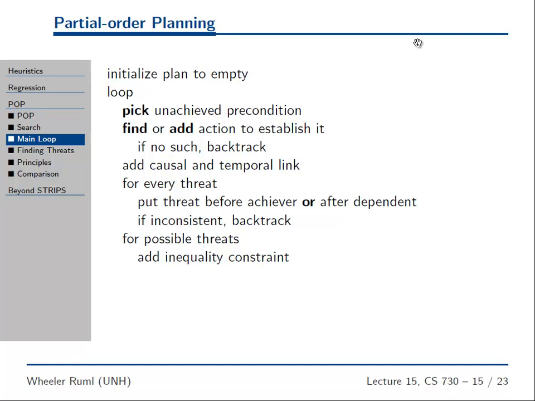Other questions about partial order planning? Maybe I should finish going through the pseudocode. You have an empty plan, you pick an unachieved precondition, you branch on the ways to establish it, add a causal link between the action that you've chosen and the precondition you need. For every threat, either put the threat before the achiever or after the thing that needs the thing that you're threatening. If there's no place to put it, then this child is invalid. Here I wrote backtrack.